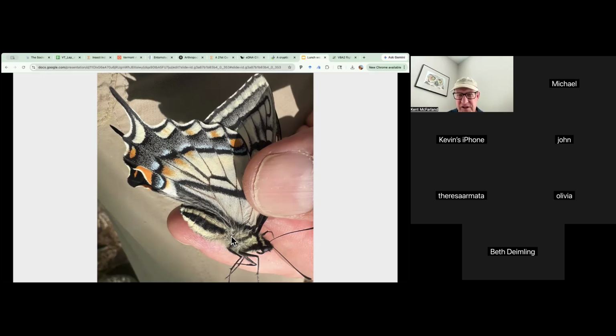No claspers. But look how thick this is. And it still looks pretty V-shaped. And look at this, it's all yellow. I mean, this is canadensis. This is a female Canada tiger swallowtail that's about to go lay a whole lot of eggs. And it's very fresh. It probably just came out of its chrysalis on Monday.